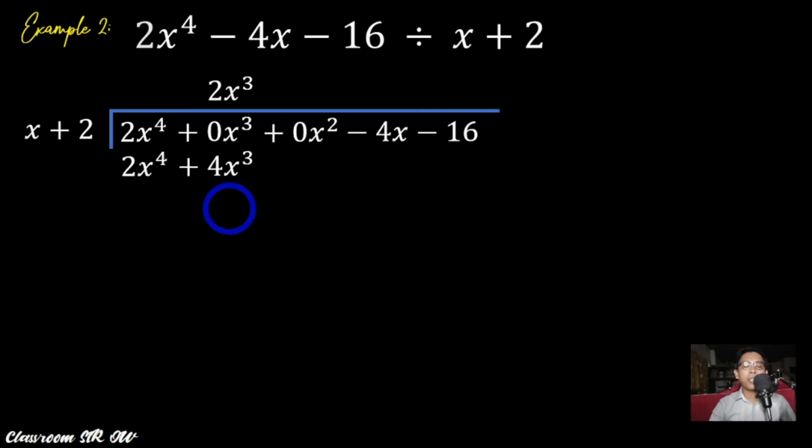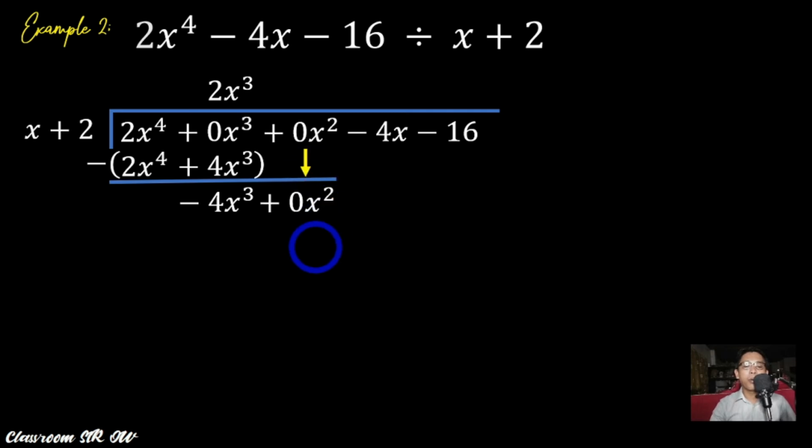Okay, after multiplying, we will now subtract them. So 2x to the power 4 minus 2x to the power 4 is 0. And this positive will be changed to negative. So negative 4x cubed plus 0x cubed is, of course, negative 4x cubed. Then we will bring down 0x squared. And after this, we will go back again to our very first step, which is we will divide.